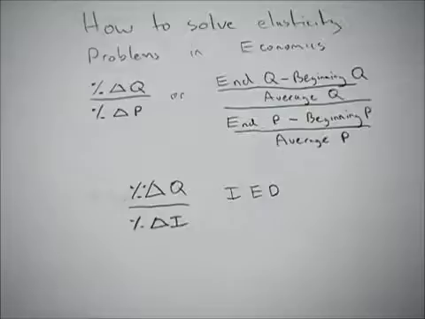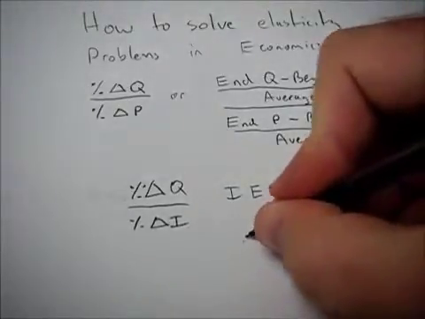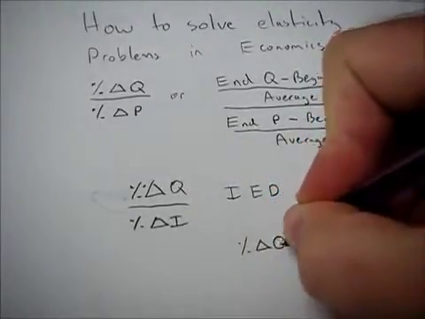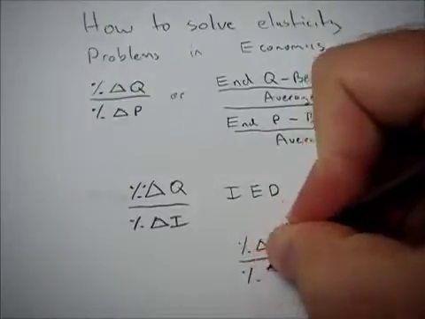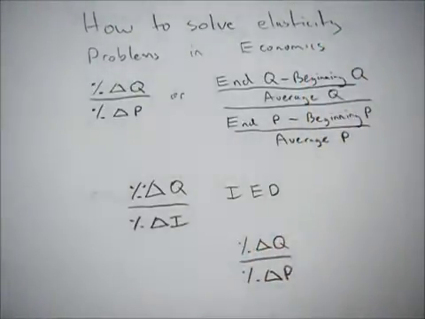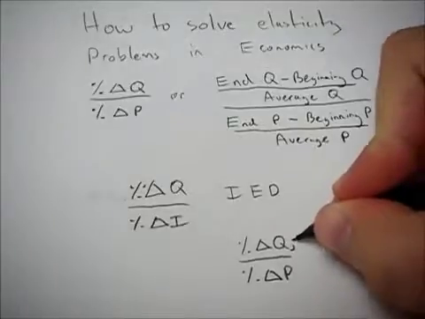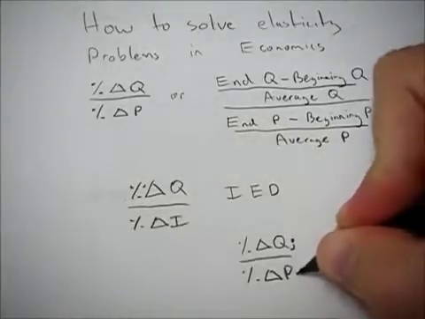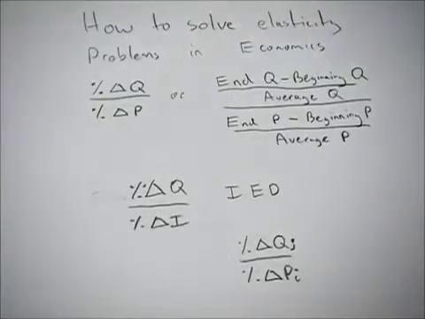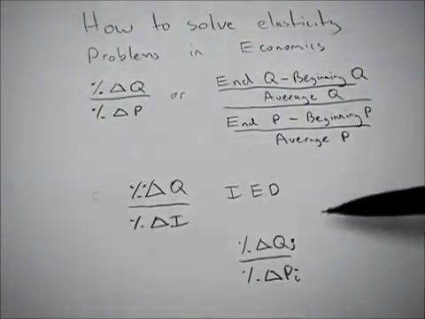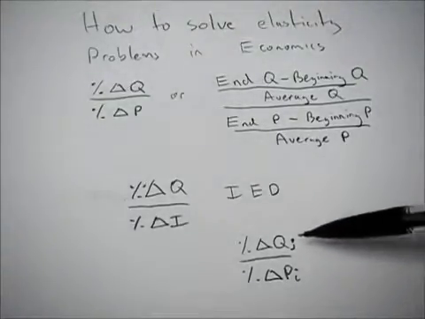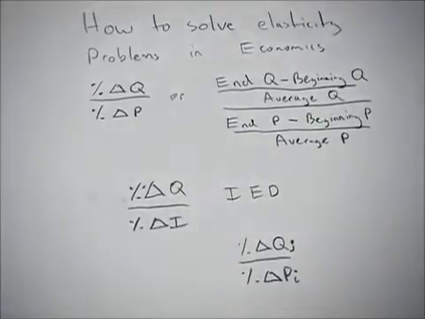Our cross price elasticity of demand is just going to be our percent change in Q again over our percent change in P, but the difference here is that this quantity is for good J and the change in price is for good I. So they're different goods, maybe hamburgers, quantity of hamburgers and price of hot dogs, that sort of thing.